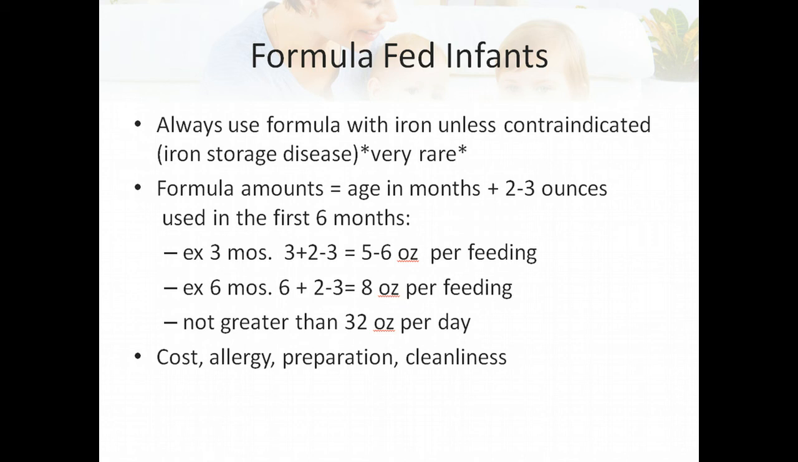In terms of formula amounts, just to give an idea, this isn't absolutely how every infant will be, but it's helpful to have a sense of approximate quantities. A general guideline is the infant's age in months plus 2 to 3 ounces in that first 6 months of life. So for example, if the baby was 3 months old, we'd do the 3 plus the 2 to 3 ounces, so it's probably going to be about 5 to 6 ounces per feeding.